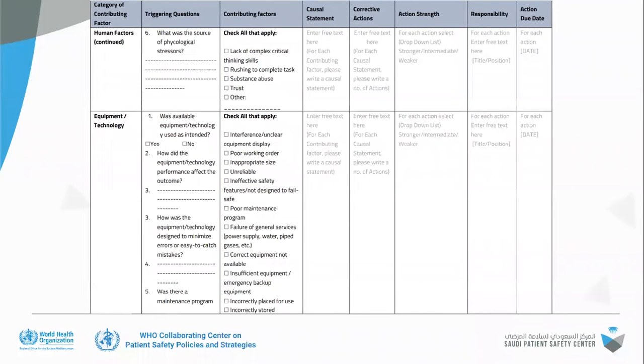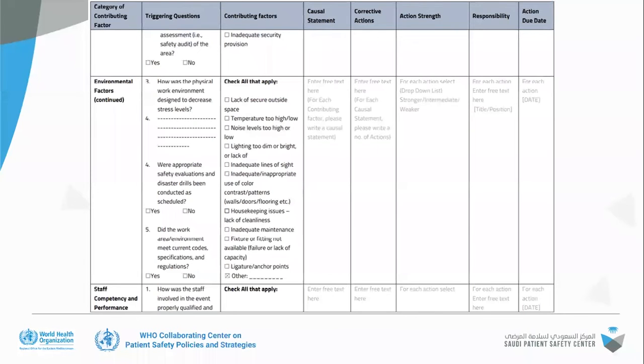Now we'll move to the equipment and technology. An example for equipment and technology is, was available equipment technology used as intended? So here you have to check yes or no and complete answering the question. This is for the triggering question, but you have to also check the contributing factor, such as if it's in poor working order, is it an appropriate size, is it unreliable? So check all that applied to your event, and write the causal statement stating clearly what happened regarding this factor.